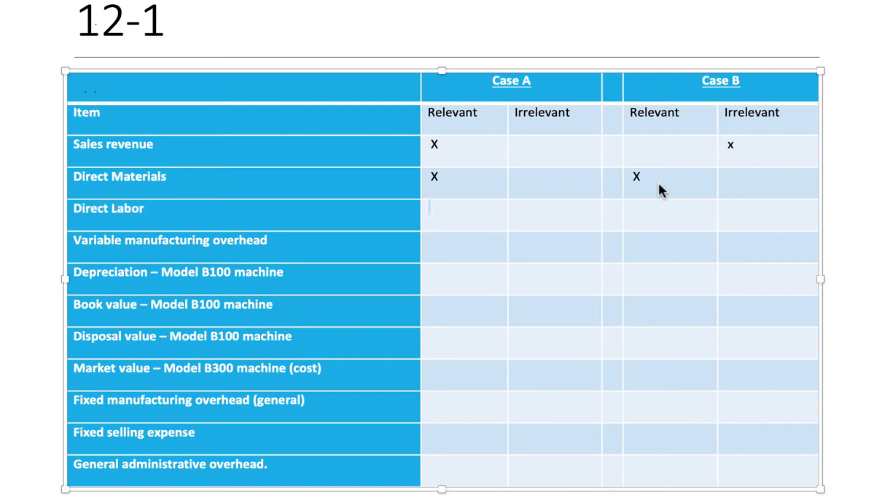So direct materials are relevant for case B. So let's look at direct labor, right? Will direct labor change? Well, let's look at case A. Of course it will change. My choices are keep running as I'm running or add a new machine. If I add the new machine, I'm going to increase production. I'm going to be incurring more costs because direct labor is variable, increases in direct proportion with changes in levels of activity. There's a change in that cost between keeping machine 100 or keeping machine 100 and adding machine 300. So yes, that is relevant.